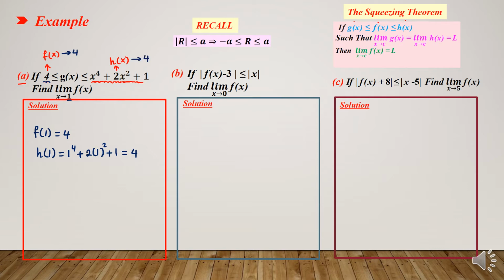when x goes to 1. And by the squeezing theorem, and since the function g is bounded between these two functions, this means that the limit of g of x when x goes to 1 equals 4 using the squeezing theorem.